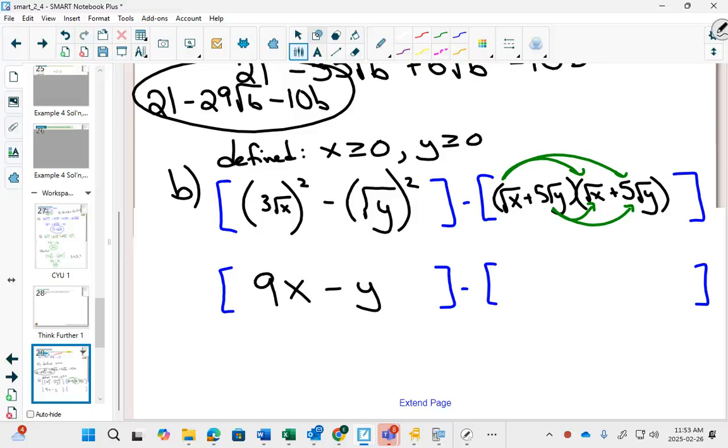Here, root x times root x, that will be just x. Root x times 5 root y will be 5 root xy. Now you see the y and the x, it's still x. You can write xy or yx. Usually when we multiply, we do them alphabetical. It helps us recognize the like terms quicker. And then finally, 5 times 5 is 25. And root y times root y will be just y. Again, we don't need the absolute value because it's already defined to be positive.